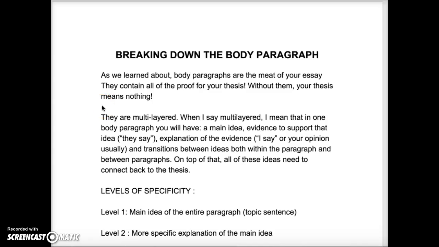Here's a quick tutorial on breaking down the body paragraph. So we talked a little bit about how body paragraphs are the meat of your essay and how they contain all of the proof for your thesis. Without them, your thesis really means nothing.